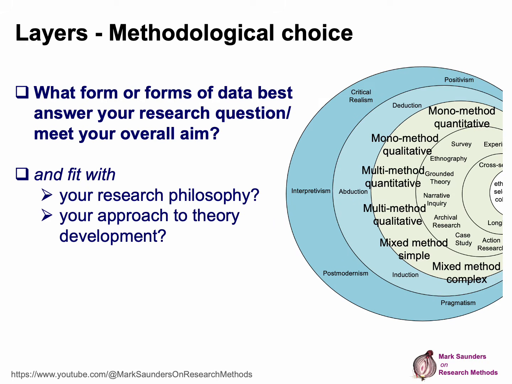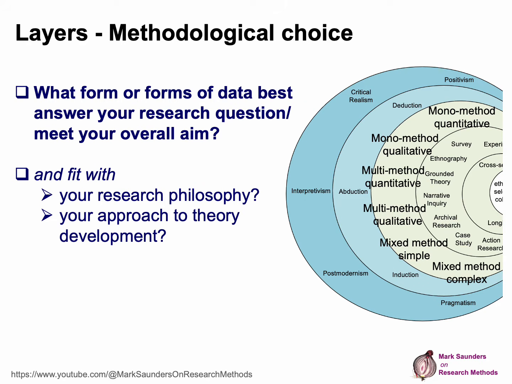The next layer in the research onion is called methodological choice. This asks you the question, what form or forms of data best answer your research question or best meet your overall aim? It comprises a variety of different possible methodological choices, starting with monomethods, be they a monomethod quantitative methodological choice, which is where you're collecting quantitative data, such as with a questionnaire, or a monomethod qualitative choice, where you're collecting data with a qualitative method and qualitative data, such as using perhaps in-depth interviews.